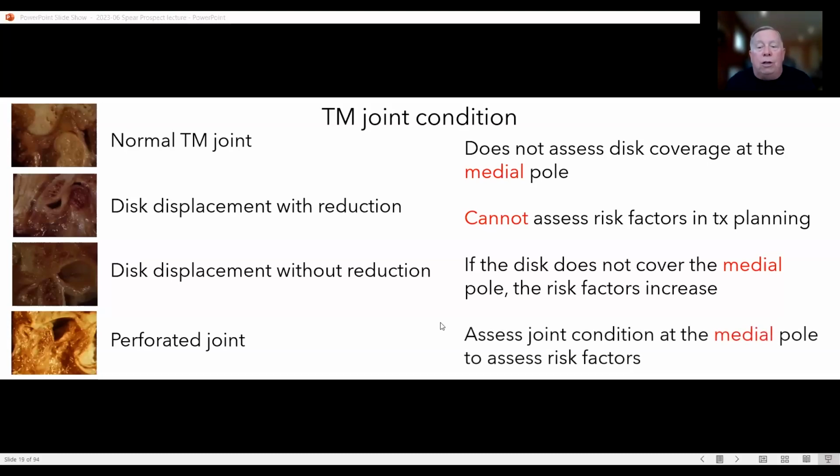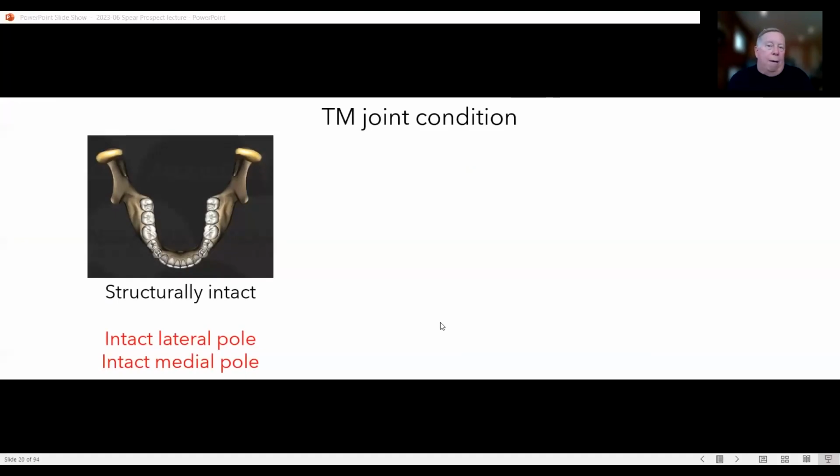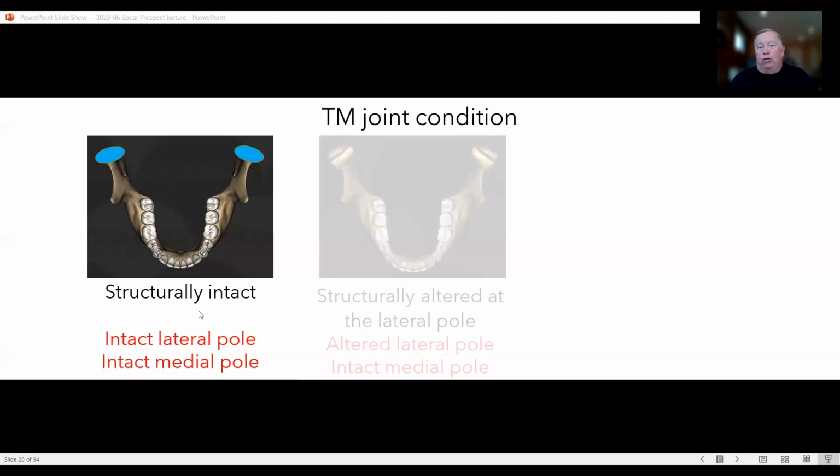So we want to look at a joint classification system that really looks at the medial pole. So as a restorative dentist, I know how to communicate the risk factors in a case to the patient and any of the specialists that I may be working with. So I'm going to provide a joint classification system that looks at three types of joints. The first are structurally intact. This is a top view. The disc attaching the bone at the lateral pole is intact, same at the medial pole. This is a normal joint.